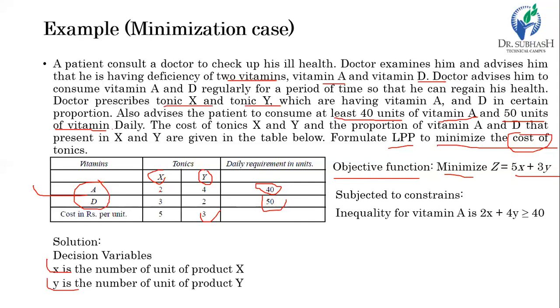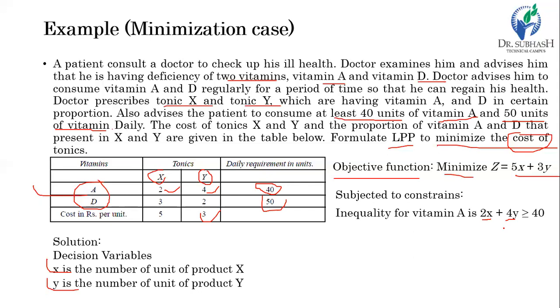For the vitamin A consideration, if you take 1 unit of tonic X, you will get 2 units of vitamin A, and from 1 unit of tonic Y, you will get 4 units of vitamin A. So for that constraint, for x units of X, twice x is the amount of vitamin A gained from tonic X, and 4 times the number of units of Y, which is considered as y. So 2x plus 4y.